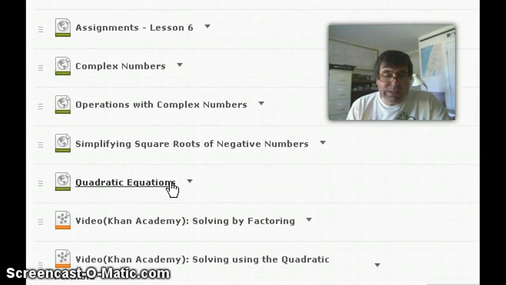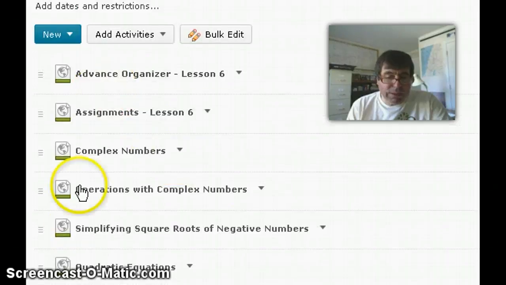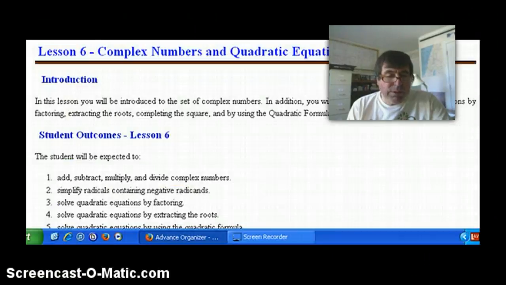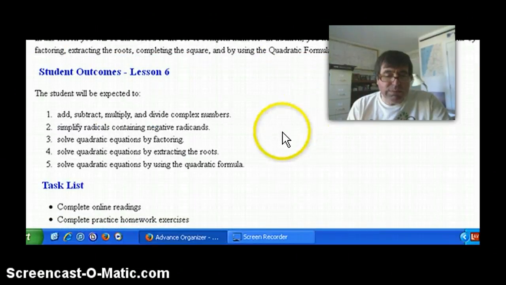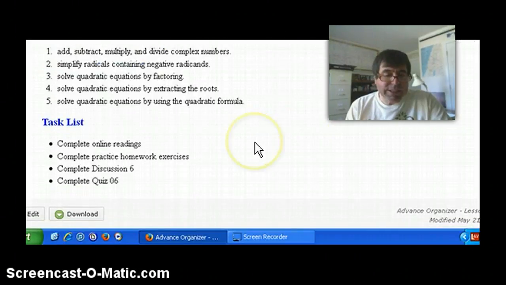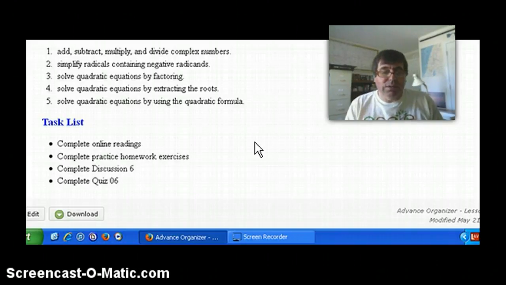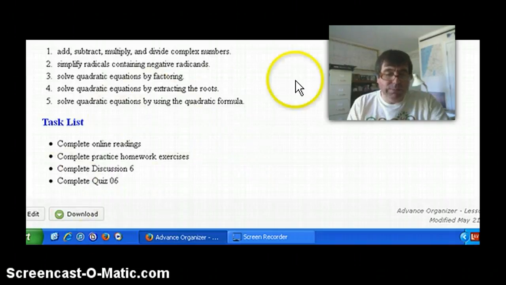So let's try this a little differently, and look at this advanced organizer. It's talking about complex numbers in the quadratic formula, and these are your outcomes. This is actually a very interesting and helpful part of our study. And then here's your task list. Remember, you have 1, your readings, and 2, your assignments. Those are the key content to the course. So keep that in mind.